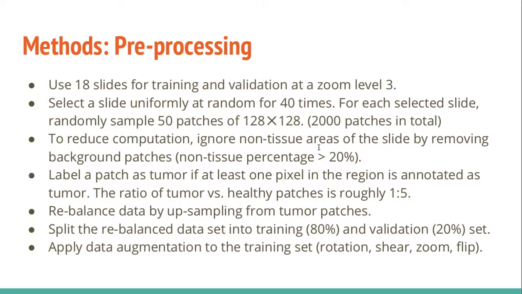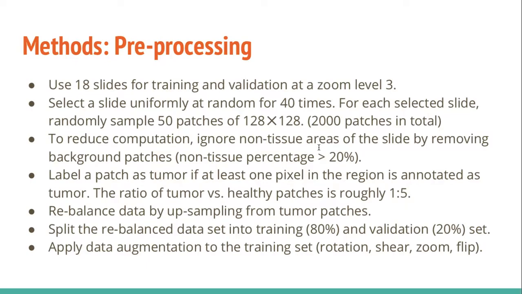To reduce computation, I ignored non-tissue areas of the slides by removing background patches, which are patches with non-tissue percentage greater than 20%. That is to say, if a patch has a non-tissue percentage greater than 20%, then I remove it and resample. So the 2,000 patches I got is after removing the non-tissue patches. I labeled a patch as tumor if at least one pixel in the region is annotated as tumor.